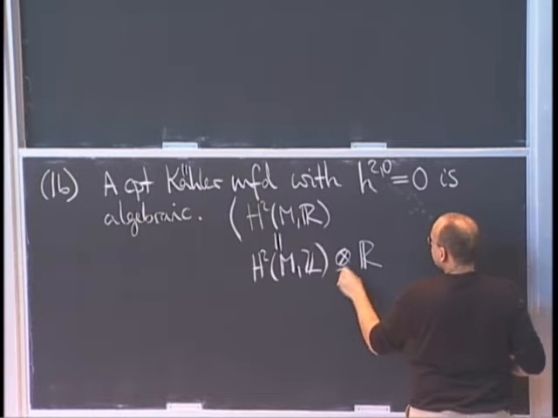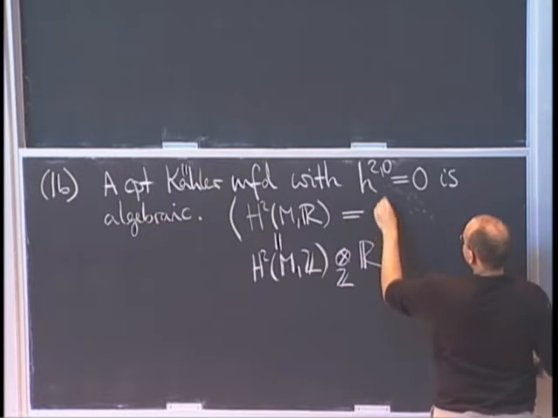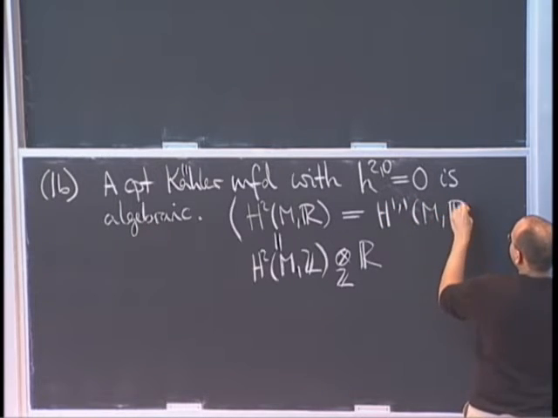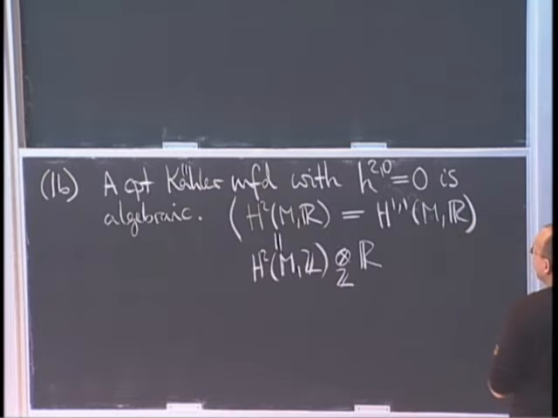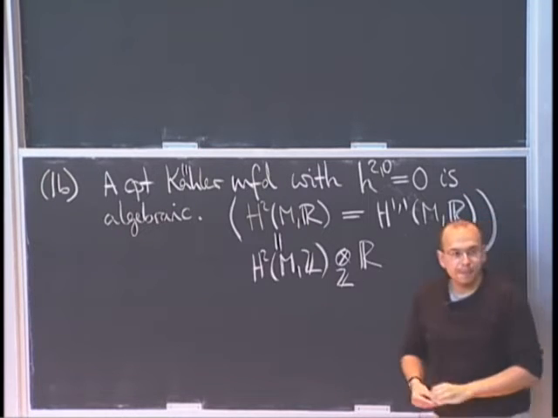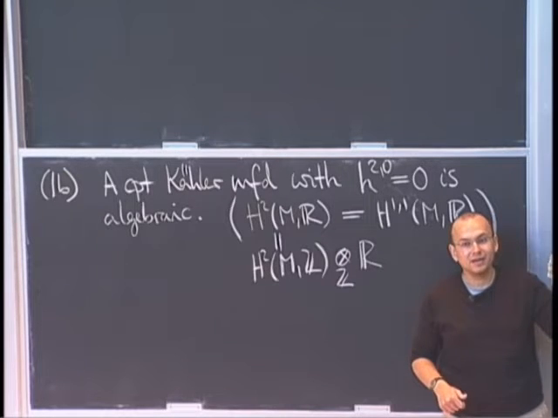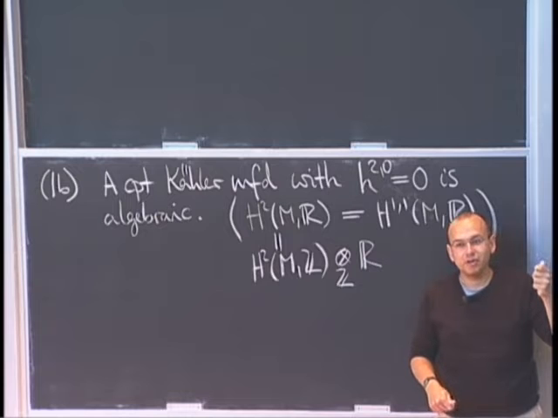killing off torsion, is actually equal to H^{1,1} of M, R. So for sure, I'm going to be able to find a Kähler form that's actually rational. And then I pass to a multiple and I get a Kähler form whose class is actually integral.